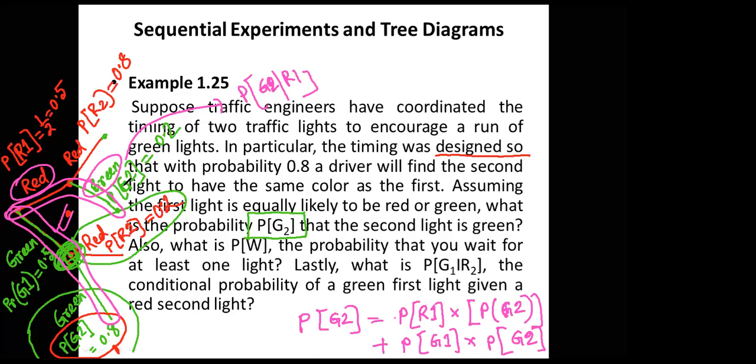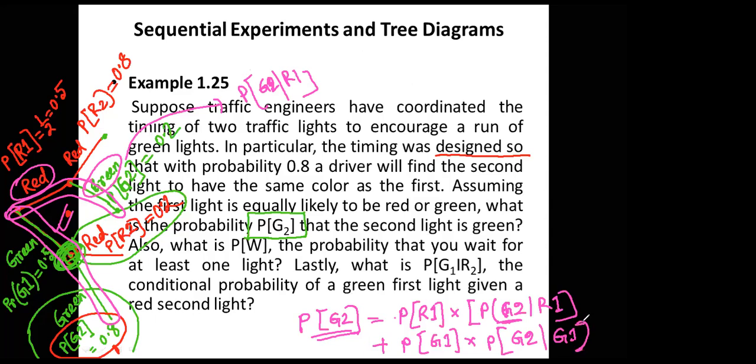Actually, we should not say just G2, because you'll be confused between this G2 and that G2. We should say here G2 given R1. That will be more appropriate. And that one should be G2 given G1, isn't it? Yes, sir. G2 given G1. That will be more appropriate.